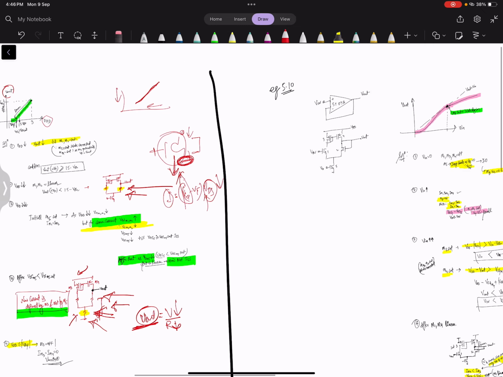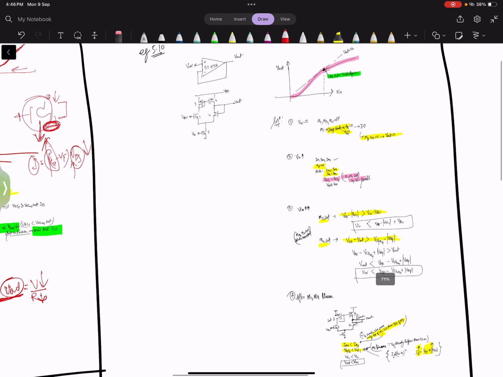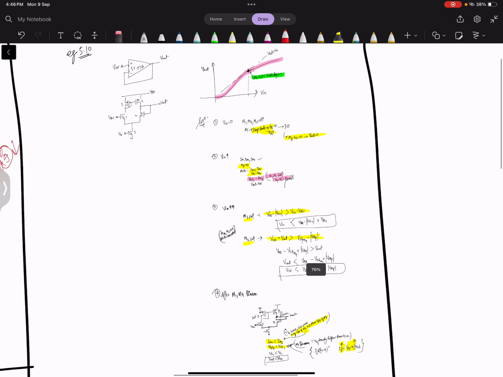Okay, now let's go for one more example. Here what I did is just connect Vout and V negative, and this is the figure for this case. For this case, let's see the analysis. Okay, simple. Once this is 0, what does it mean?